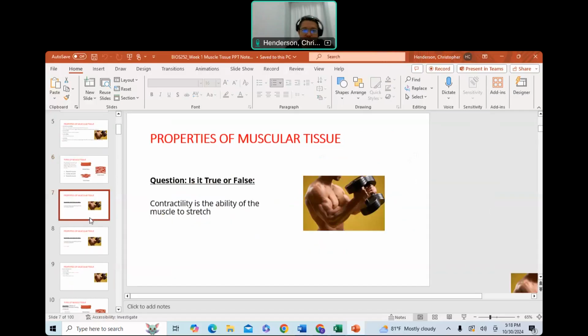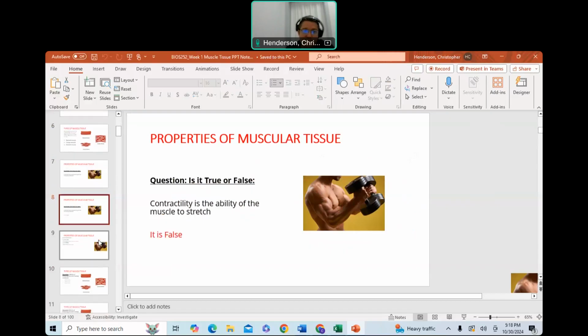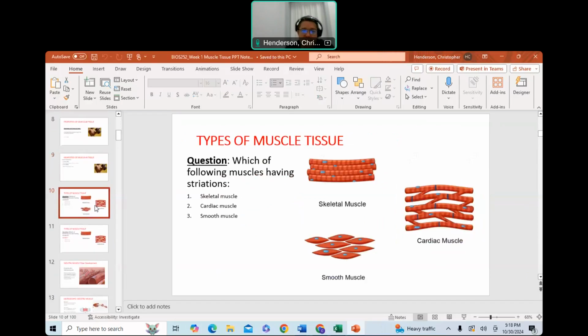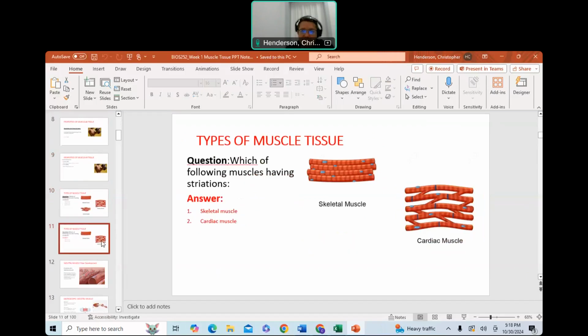Contractility is the ability of muscle to stretch. We know that is not correct. What is the ability for it to stretch? That's extensibility. What is contractility? Contractility is the ability to shorten. So it's false. Skeletal, cardiac, and smooth. Which of the following muscles has striations? We know it's skeletal and cardiac. Smooth does not.